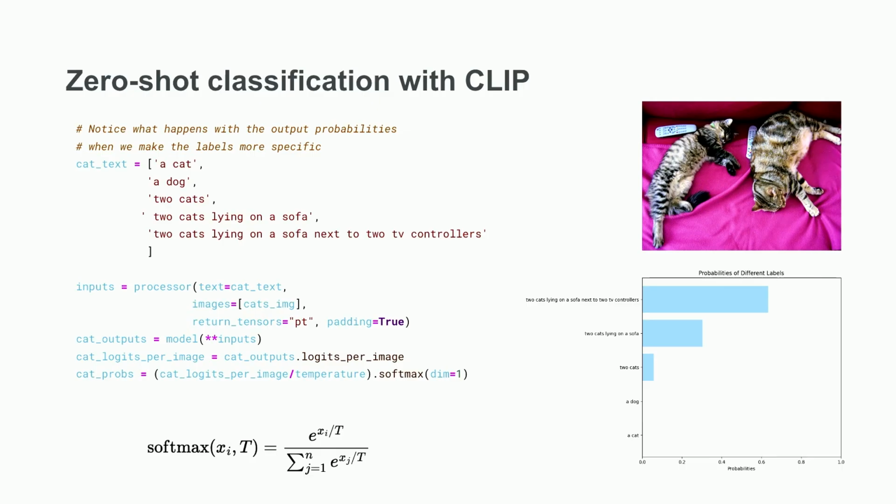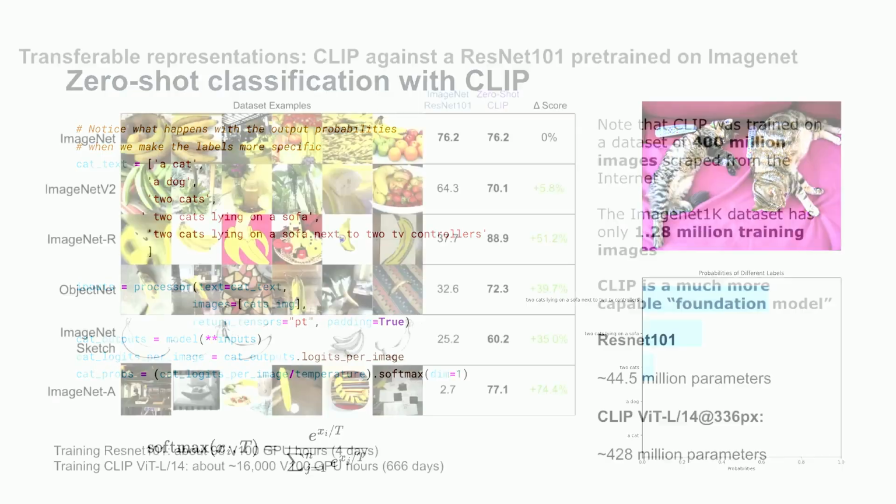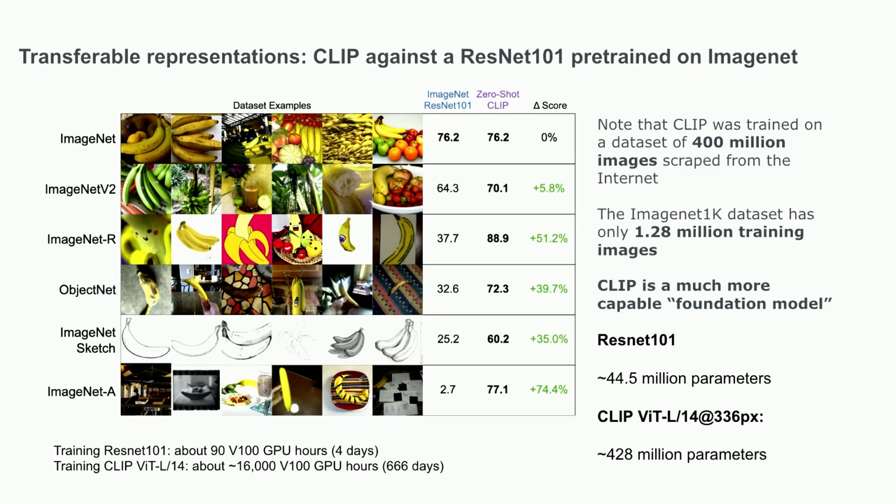That's something that I'm going to discuss, why this is relevant next. In the paper, they did many comparisons in which they took the CLIP model, trained on the 400 million images that they scraped from the internet, versus a ResNet 101 that was pre-trained only on ImageNet.